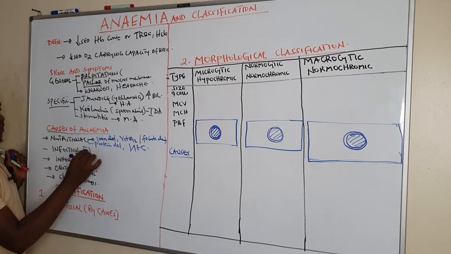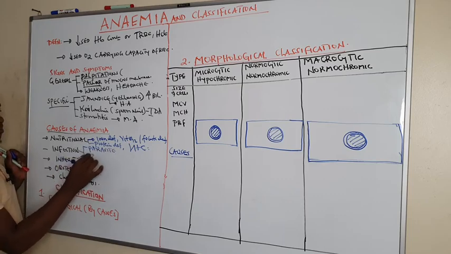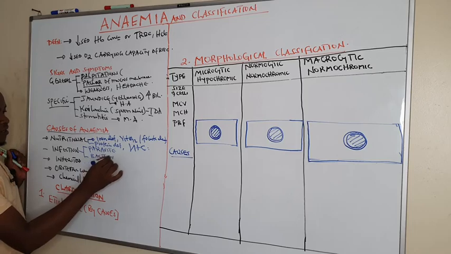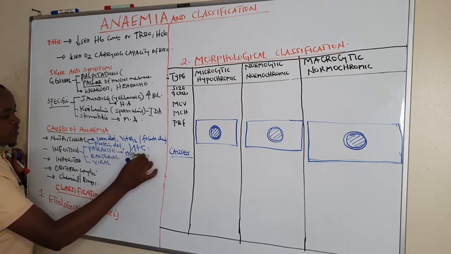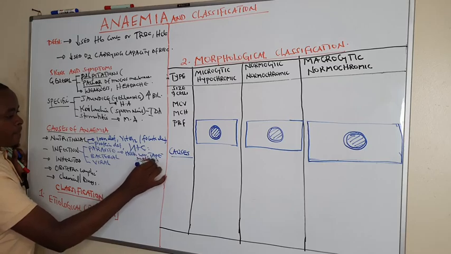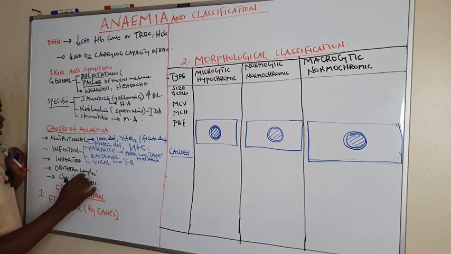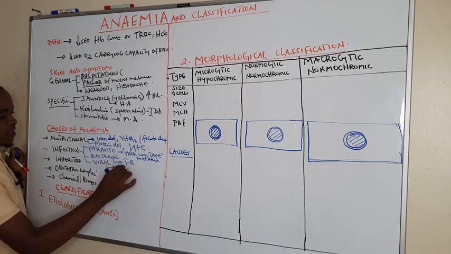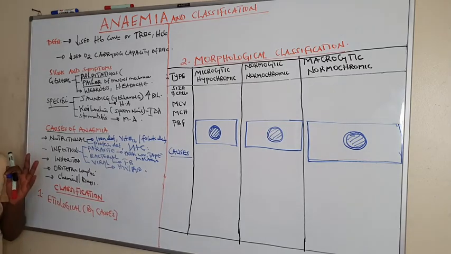Then infections, we can see parasitic infections, bacterial infections, and viral infections. Under parasitic infections, we can see examples of hookworm infestation, tapeworm, and malaria. And under bacteria, we can see Mycobacterium tuberculosis can do that. Then under viral, we can see HIV and AIDS causing anemia, depending on the stage.